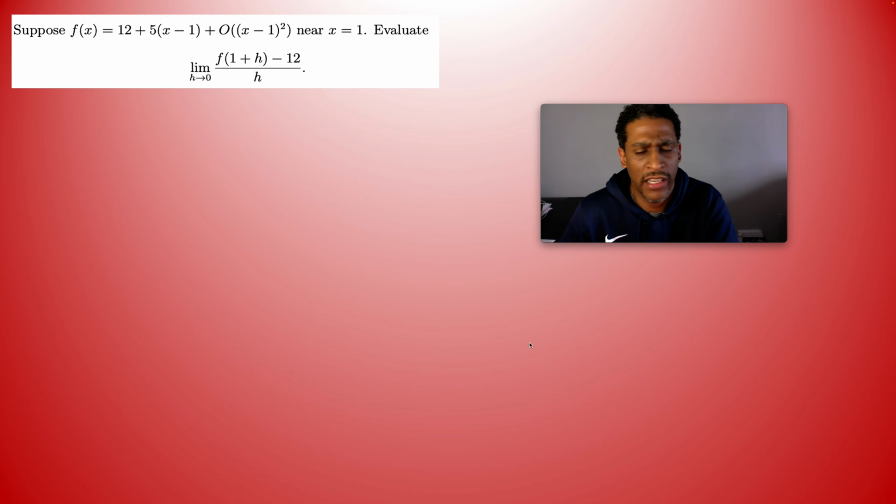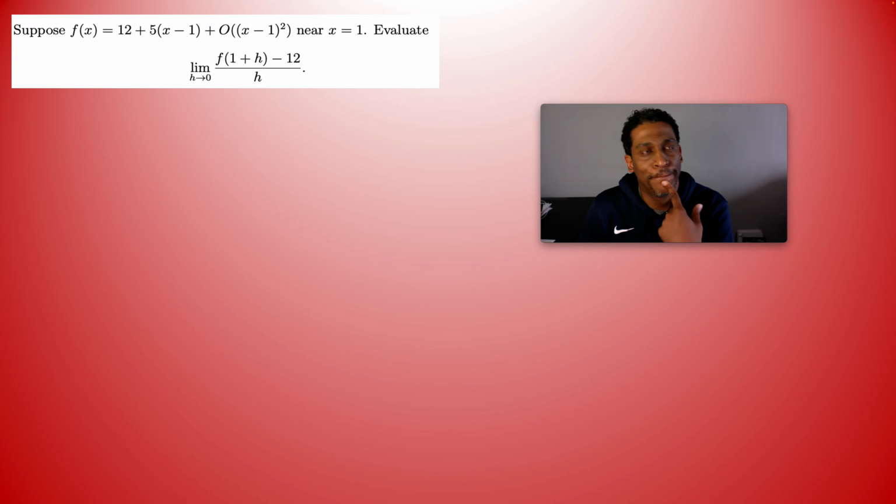And we're asked to look at this near x equals 1. That's why you see powers of x minus 1 in the Taylor series. Now let's look closely at what we're asked to evaluate. It's a limit: f of 1 plus h minus 12, all over h. What does that look like? Why are you asked to find that? First, let's just find it straightforwardly, and then we'll recognize it as something very special.